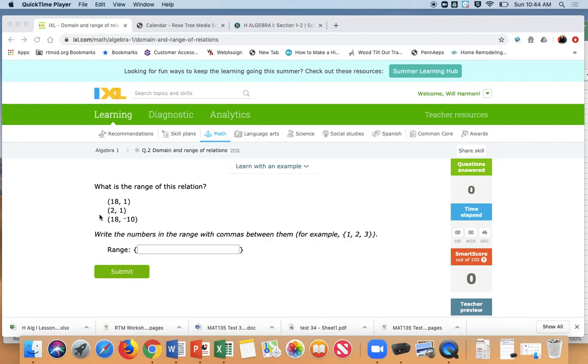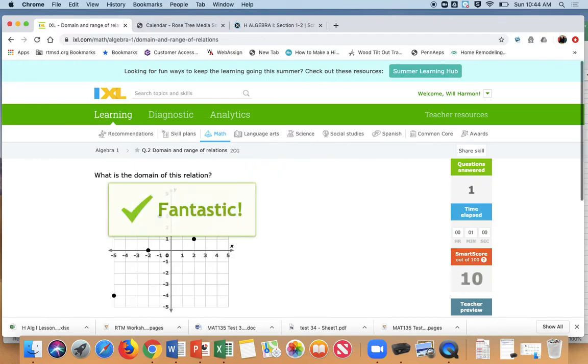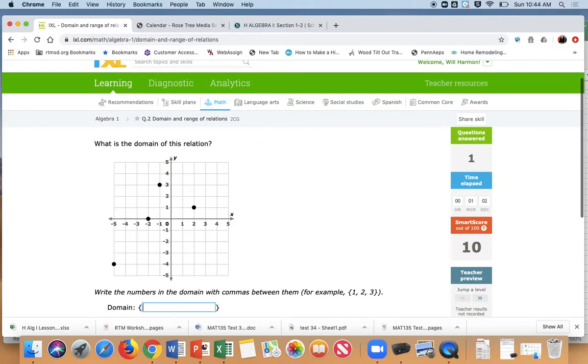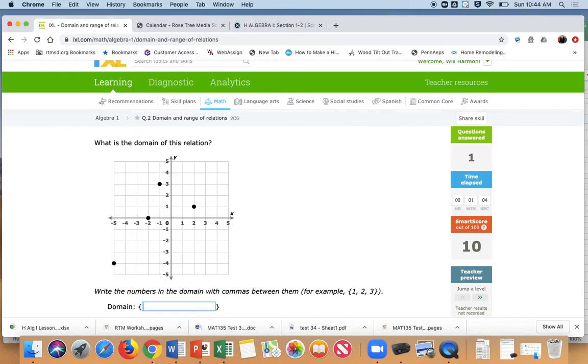So if I'm asked here, what is the range? Okay, I'm looking for these numbers because it's alphabetical. So the first one's going to be x and the second one's going to be y. So this is going to be 1, comma, 1, comma, negative 10. Now these are really tricky, okay?